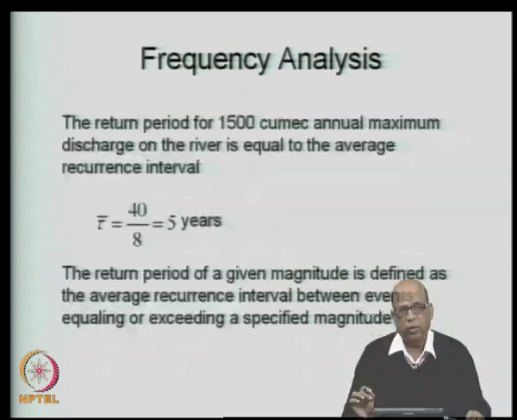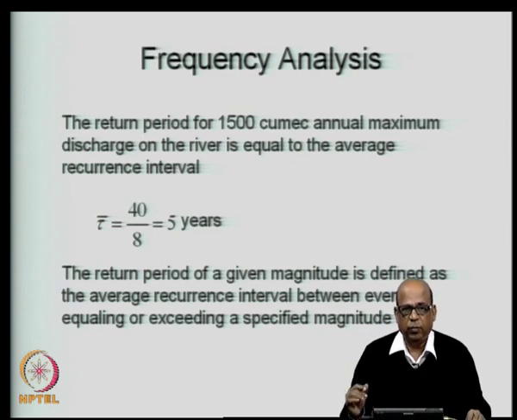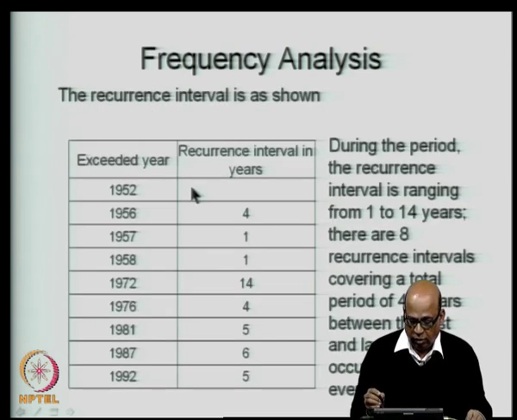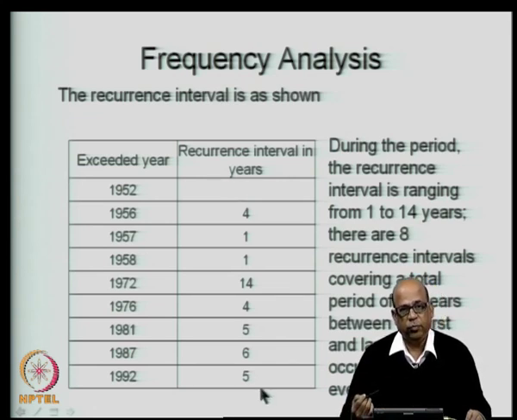Therefore, the average recurrence interval is 40 divided by 8, which is 5 years. This is the average recurrence interval. This is 8 recurrence intervals covering a period of 40 years between the first and the last occurrences. So, that is the idea of obtaining the recurrence interval.